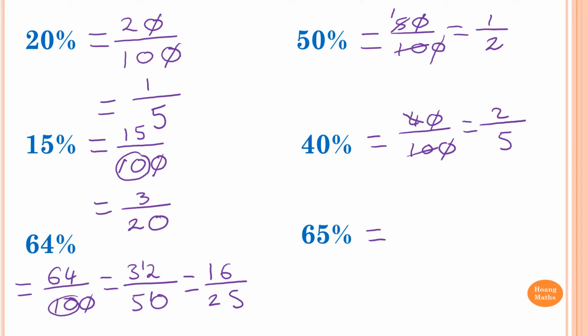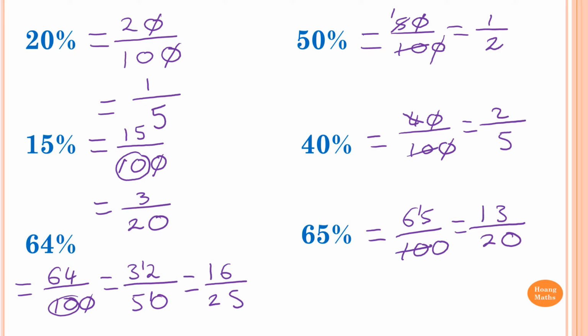And 65%. 65% is 65 over 100. Now both are divisible by 5. So 6 divided by 5 is 1, remainder 1. So 15. 5 goes into 15 three times. And then all over, 10 divided by 5 is 2, so add a 0. So 13 over 20.